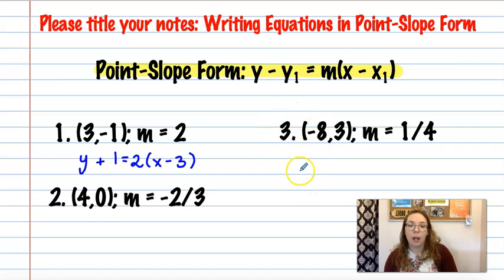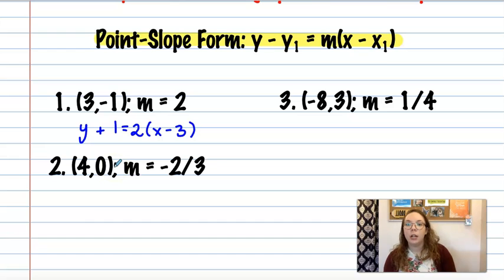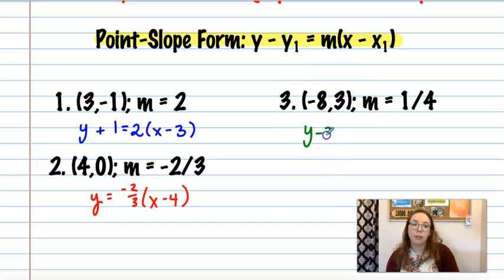So here on number 3, I'll have, well, let's move down to number 2 actually. Here I'll have y minus 0 equals negative 2/3 times x minus 4. Now this y minus 0 is really the same as just having a y. So I'm going to simplify it to write it this way. Moving over to number 3 here, I'll have y minus 3 equals 1/4 times the quantity x plus 8. So since it was a negative, I want a plus there. When it's a positive, I can leave it as the minus. All right, and this would be the most simplified form of that. Okay, so that's how we write it in point slope form if we're given a point and a slope.